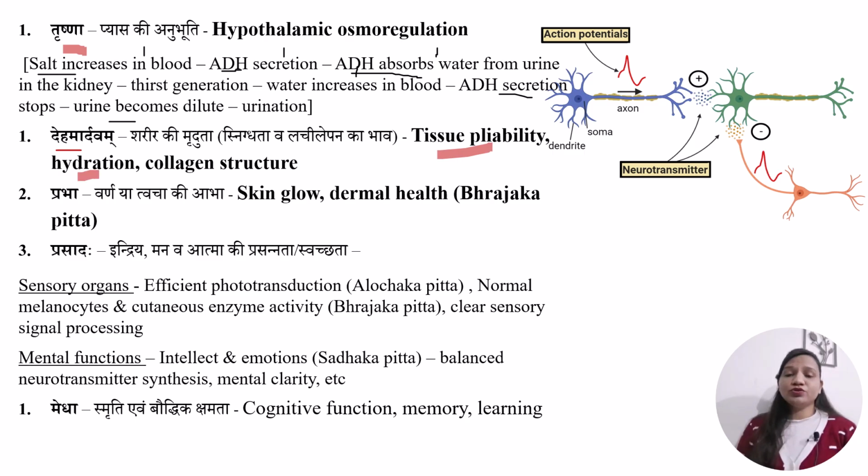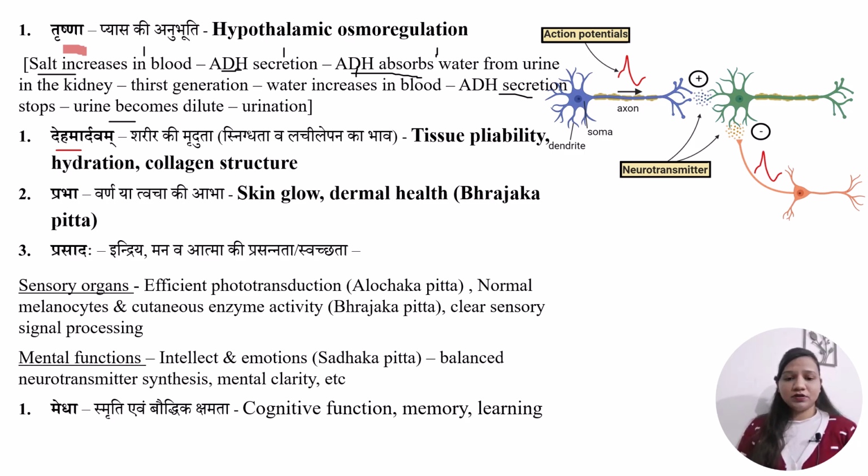And also Pitta dosh performs an important function in collagen structure, because we know that Pitta dosh is responsible for all kinds of metabolism, and collagen structures are formed by the process of metabolism. So again, collagen structure formation is the function of Pitta dosh.